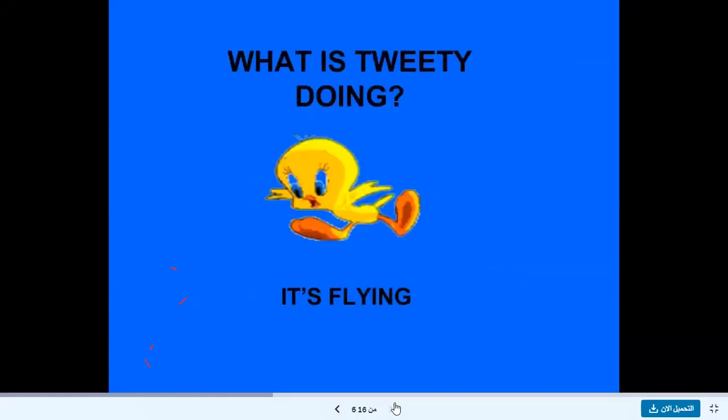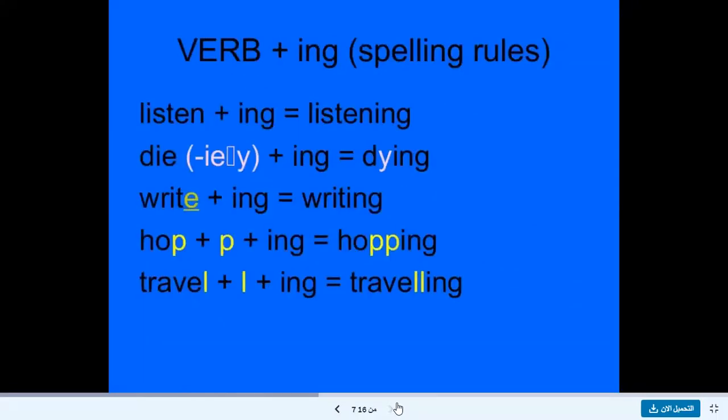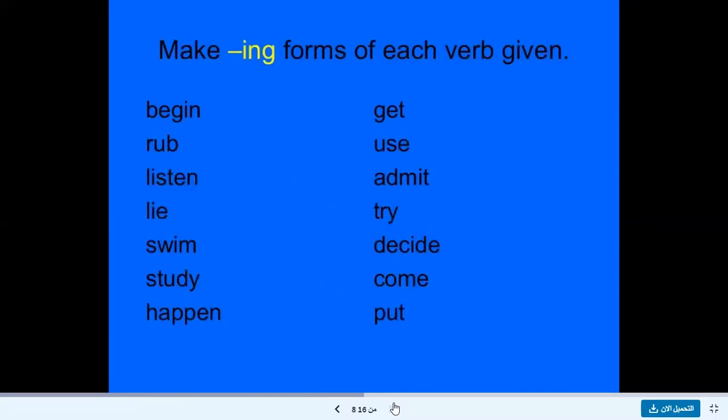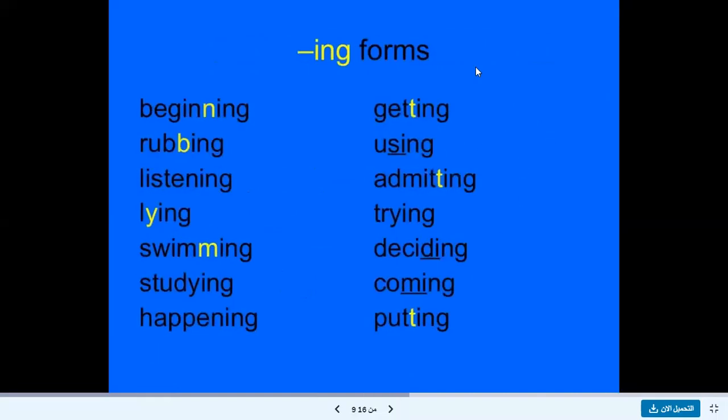And here is how to form or add ing to verbs that end with ie. You have to change them into y. So die, D-I-E, when you write dying, you write D-Y-I-N-G. Any verb that ends in E, when you add ing, you have to remove the E. Any verb that has consonant, vowel, consonant at the end, you have to duplicate the final consonant. So hopping with double P, traveling with double L. Okay. Back to the presentation.